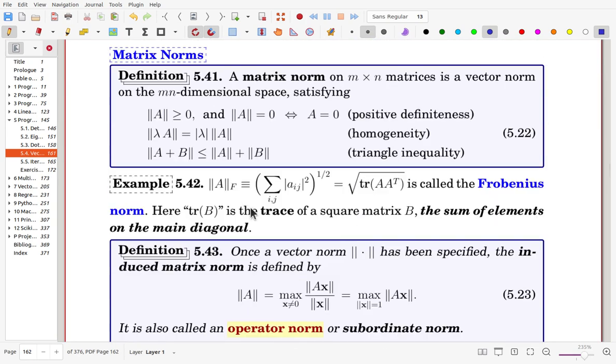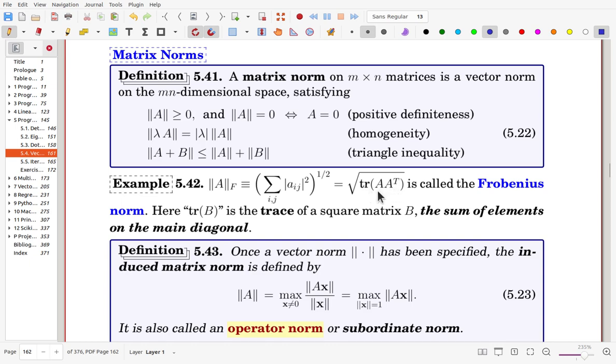Matrix norms. For matrices, we can also define norms. A matrix norm on n by n matrices is a vector norm on the n squared dimensional space, satisfying these three conditions. The same conditions as for vector norms. Also, you can define various matrix norms. One example is the Frobenius norm. That is the square sum of every entry to the half power.